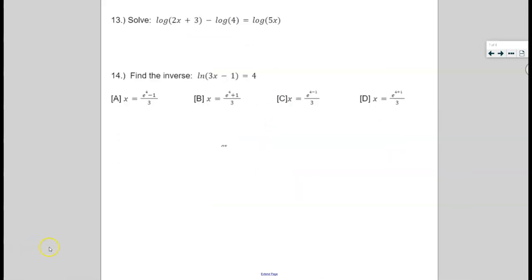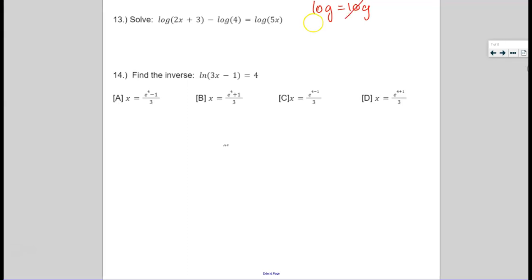Now remember that a property to be able to cancel the logs out on each side is that it has to be two logs proportional on each side of the equal sign.